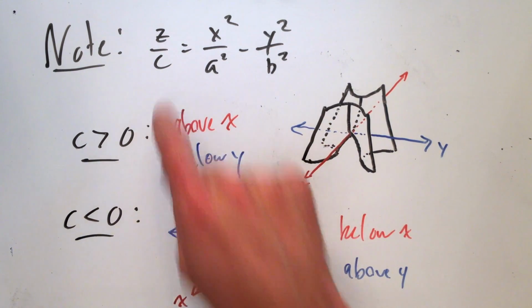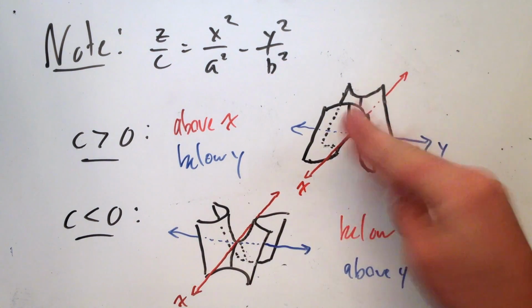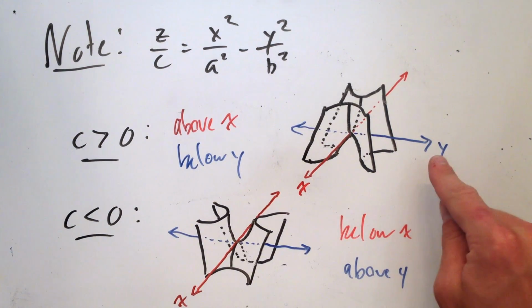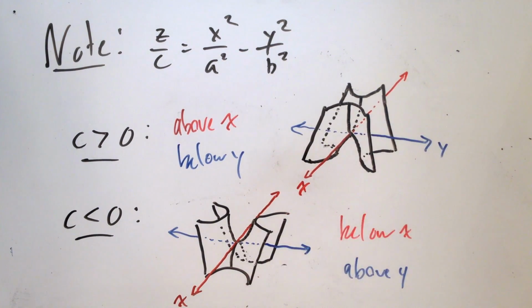Anyways, when I have c greater than 0, it's like this is just flipped upside down, and so now it's above the x-axis, sitting on the x-axis, but it's below the y-axis.